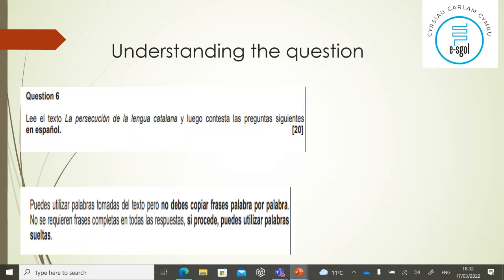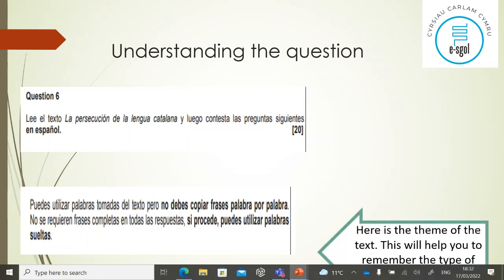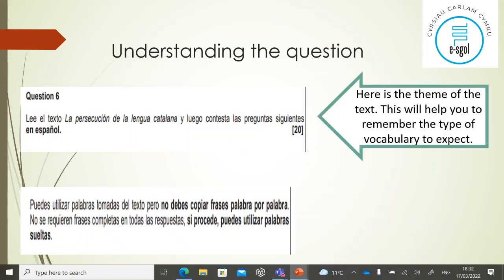So the title gives us the theme of the test. The persecution of the Catalan language, la persecución de la lengua catalana. And this is important to look at because it helps us to understand and remember what type of vocabulary we're looking for.